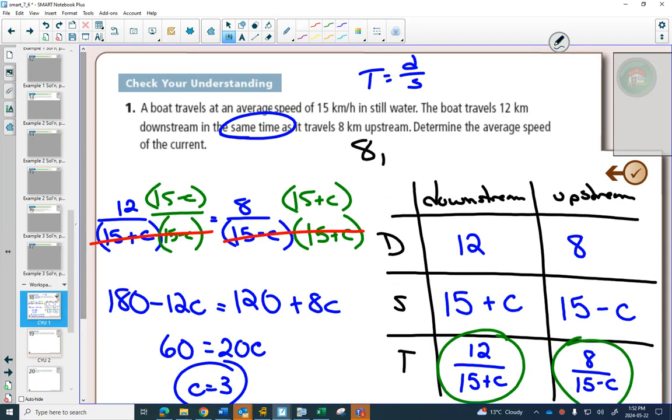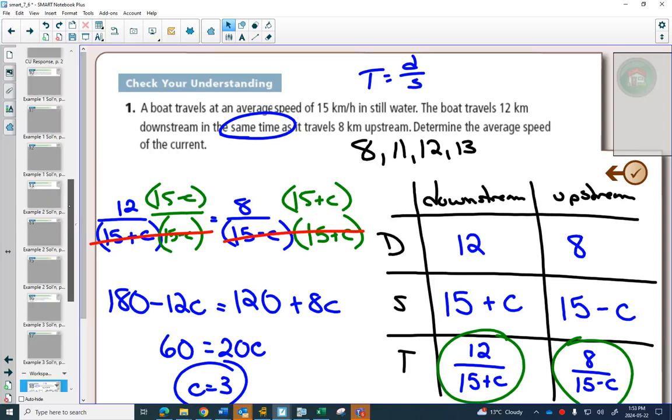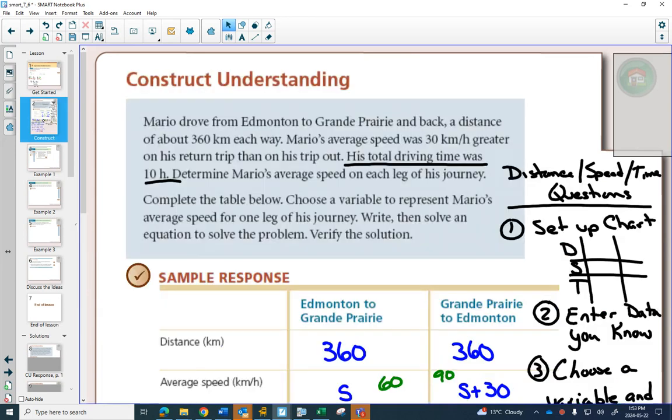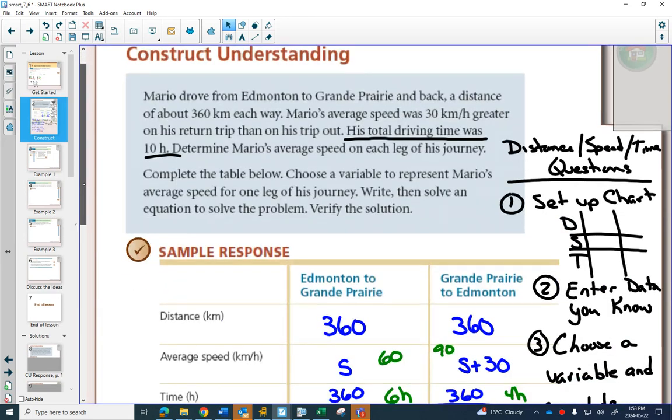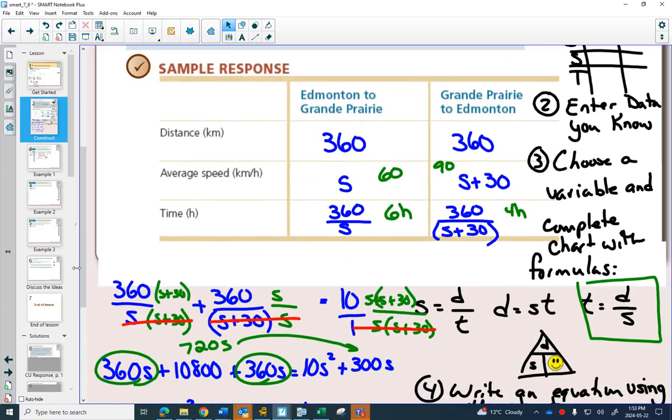The ones you can circle for this are 8, 11, 12, and 13. And creating the chart helps you organize your data all in terms of one variable, but you're going to have to specifically read the question to see what kind of equation. This first one, the time was the same. And the one that we did in the construct the understanding is total driving time was 10 hours. That told us that the one time plus the other time had to equal 10.